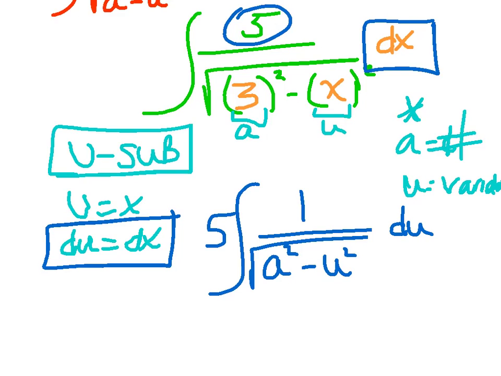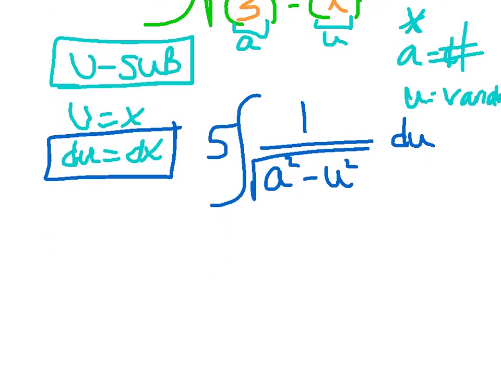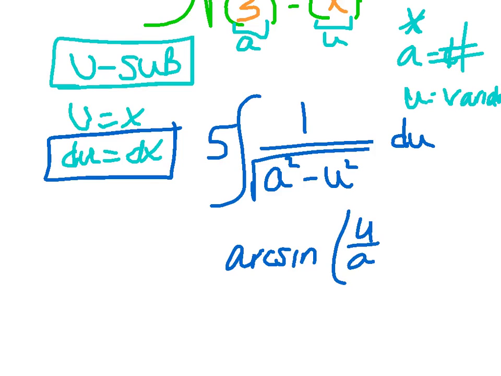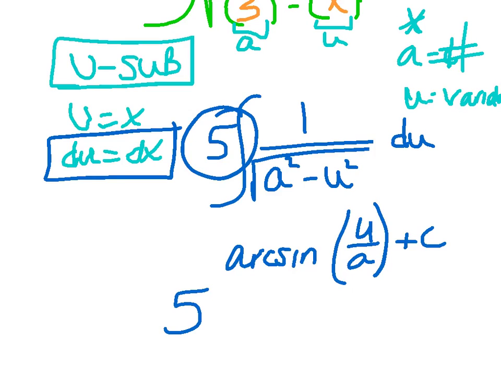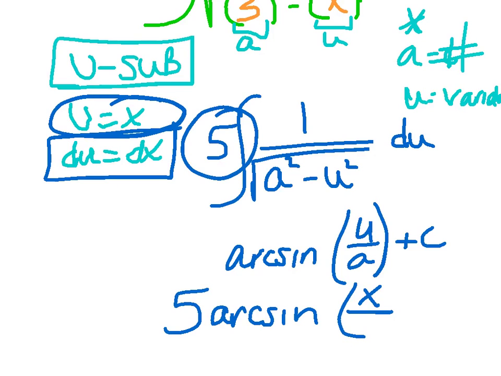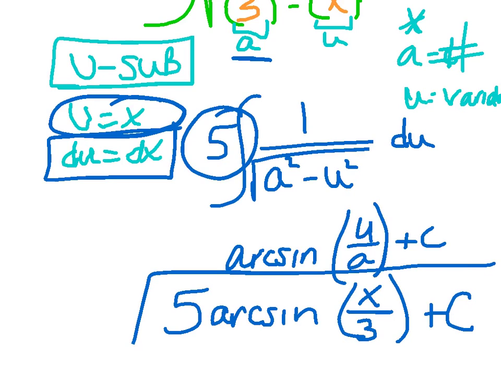Okay, so now I've got my function in terms of one variable. My only variable is u. Remember, a is a constant. And all you have to do is recognize that this is the perfect setup for our arc sine. So the integral for arc sine is arc sine u over a plus c. So I'm going to say I have this 5 out front, so 5 arc sine. My u, we said, was x over the a value, which we said was 3, plus c. And there you have it, your first arc trig integral.